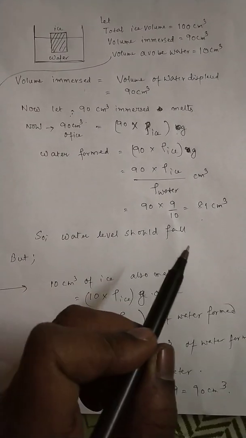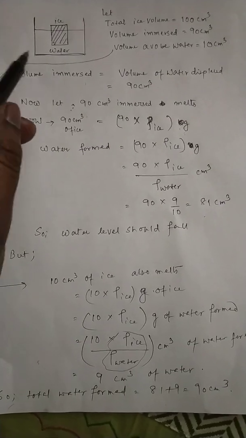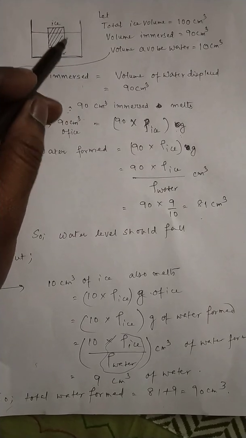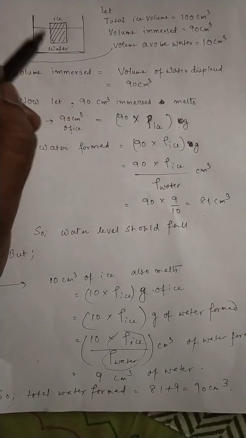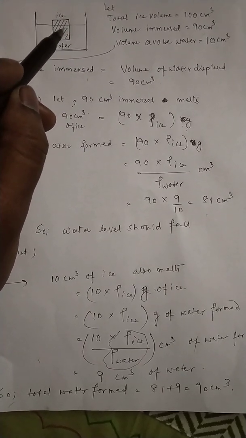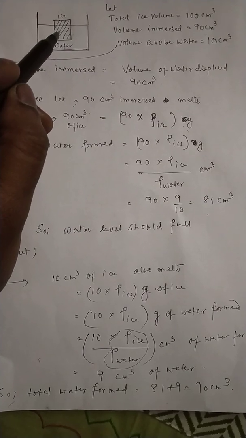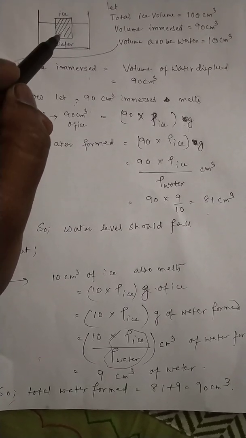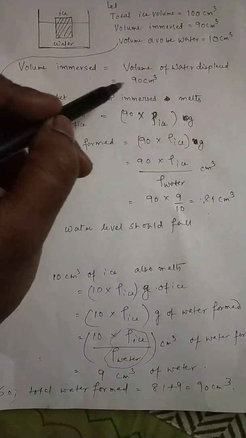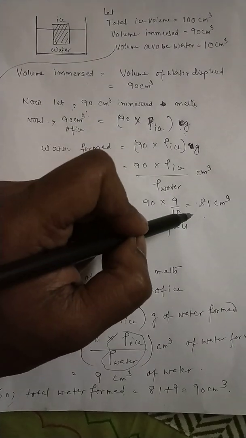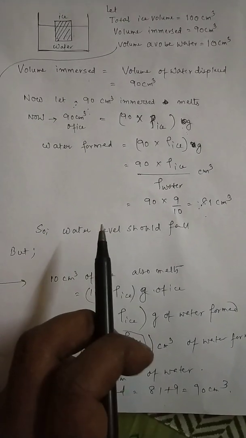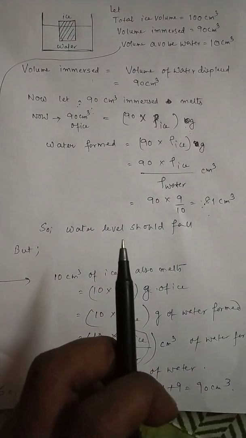Okay, so water level should fall, right? Because this 90 centimeter cube, which is over here, due to which the level rise was there, has melted. That is why 81 centimeter cube of water has formed. So there is still 9 centimeter cube of water which we have lost, because 9 centimeter cube is not coming over here. Okay, because 90 centimeter cube of ice is 81 centimeter cube of water. So we have lost around 9 centimeter cube. So theoretically at this moment I can say the water level has fallen.